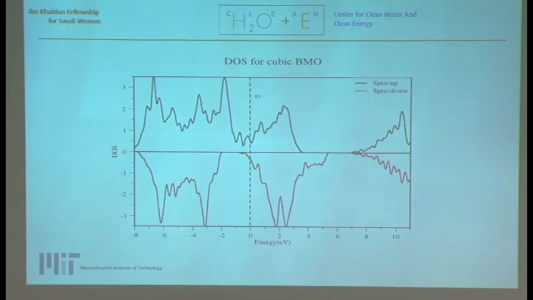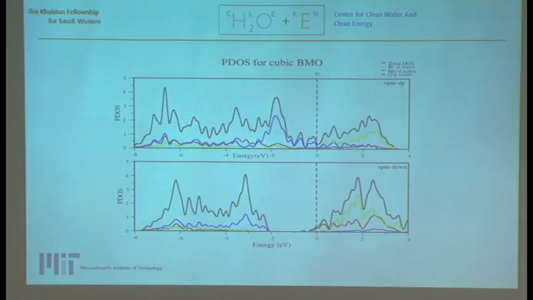Next, we plotted the density of states for the cubic structure. As you can see, this is for spin up polarization of electrons, and this is for spin down. These two have different density of states, which means that this structure is ferromagnetic, confirming what we found when we calculated the magnetization. Then we plotted the projected density of states.